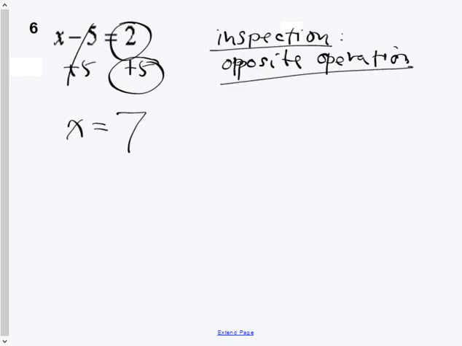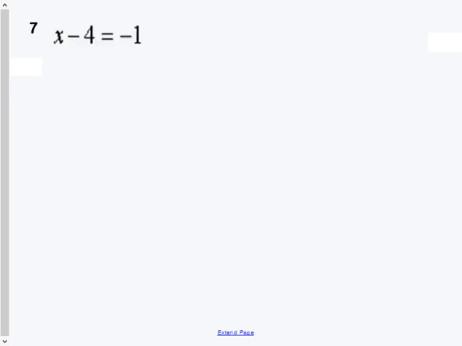So remember, there are 2 ways you can solve it, either by inspection or opposite operation. What I'd like you to do is learn how to solve it by opposite operation, because that's going to help you when the equations get a little bit more complex or a little bit more difficult. You're going to have a strategy for being able to solve it.